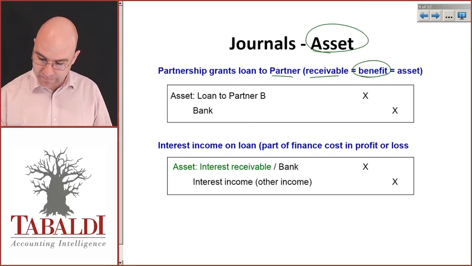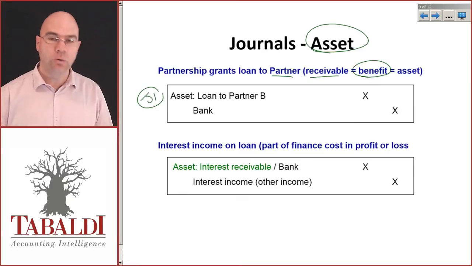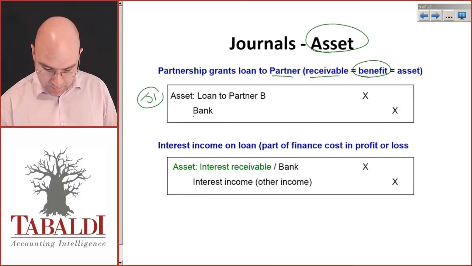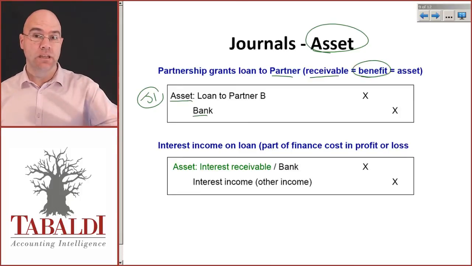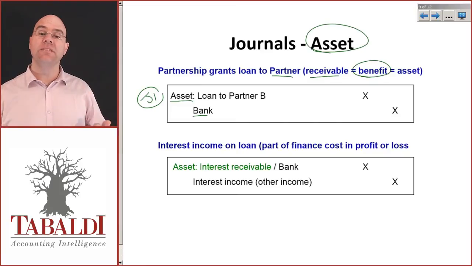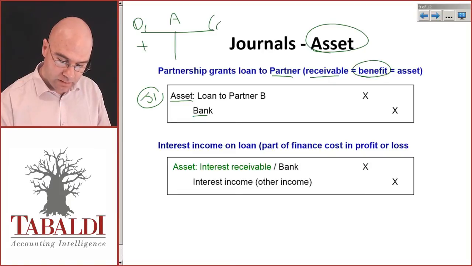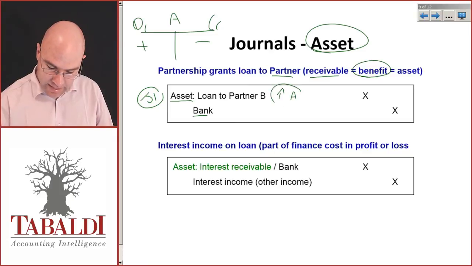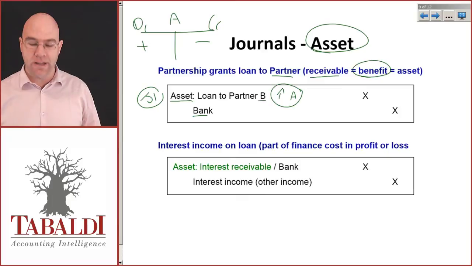So on day 1, we will pass journal 1, which is debit the asset and credit bank. Okay, we credit bank because the cash flows out, and we increase the receivable. Remember, assets get bigger on the debit side and smaller on the credit side. So we are increasing the asset by debiting it. And we're saying this one's now to partner B, right?